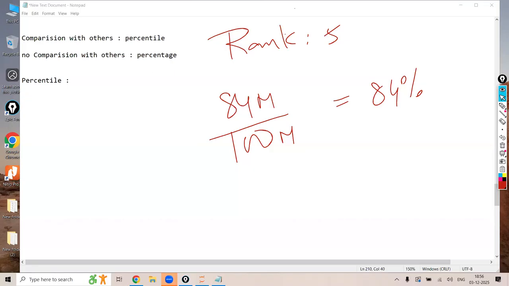So comparison comes with the percentile. For percentage, imagine no one else in the entire world, I am the only person. What are the marks for me out of total marks? That's it, percentage. Percentile means comparison with others.